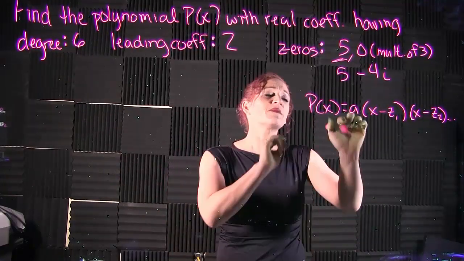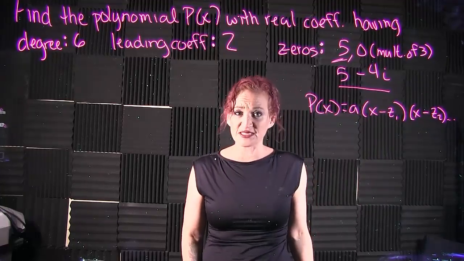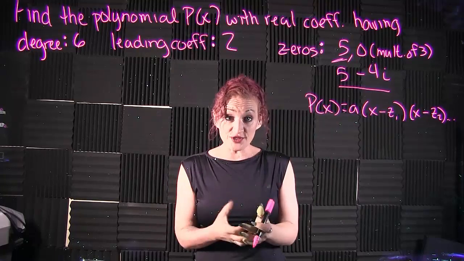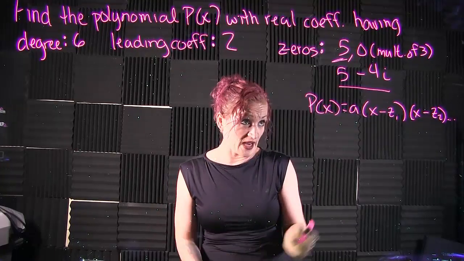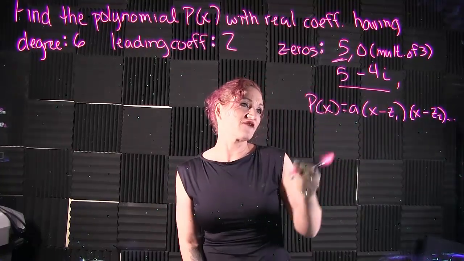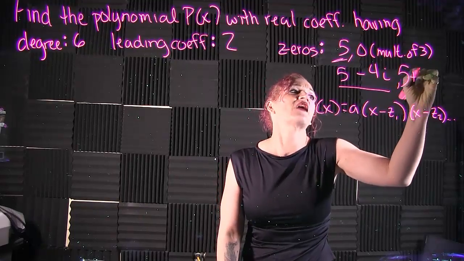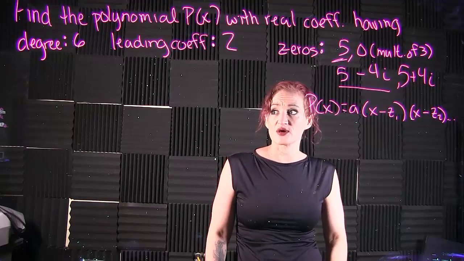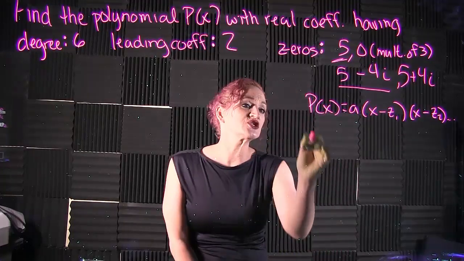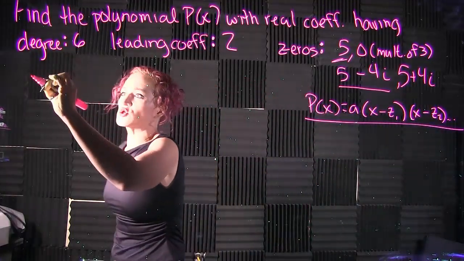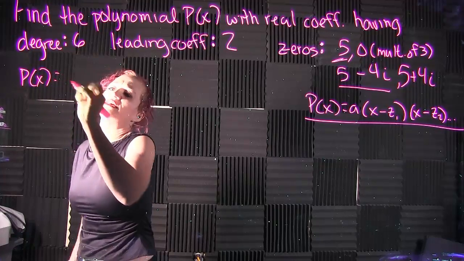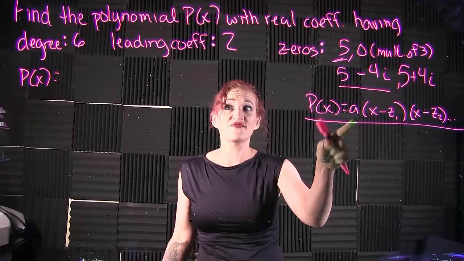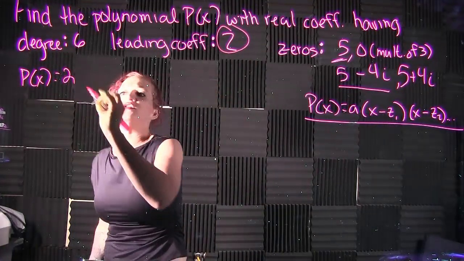Keep in mind, anytime they give you a complex 0 like we have here, 5 minus 4i, its conjugate is also a 0. The conjugate of 5 minus 4i is 5 plus 4i. So these are all of our zeros here. Now the way that we set up this equation, our polynomial function is going to look like p of x is equal to your a here, which is your leading coefficient. Our leading coefficient is a 2.